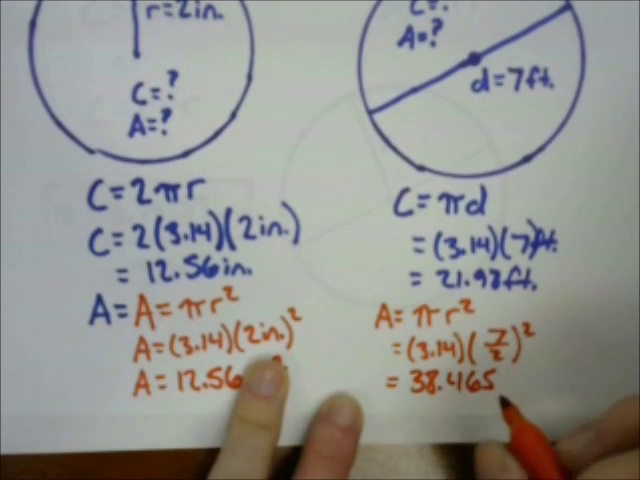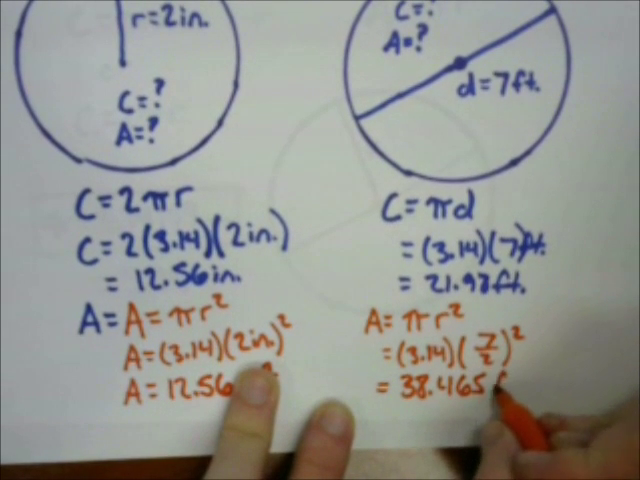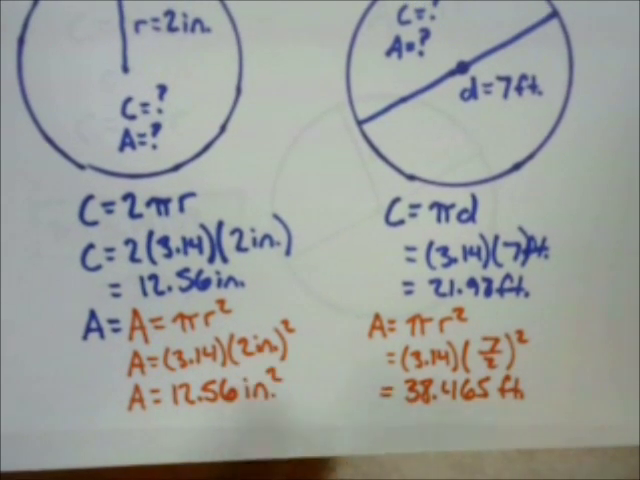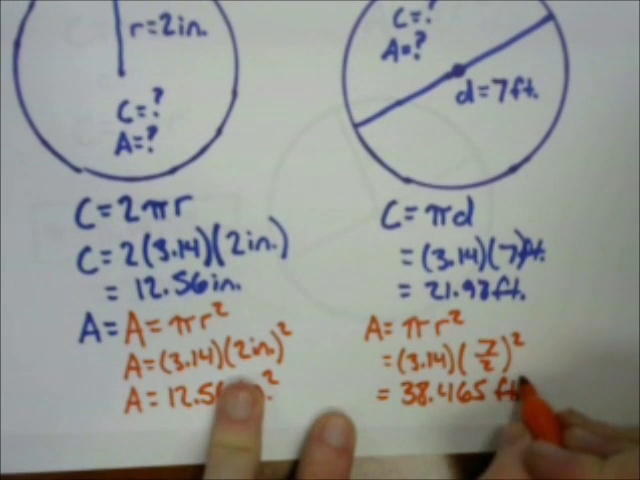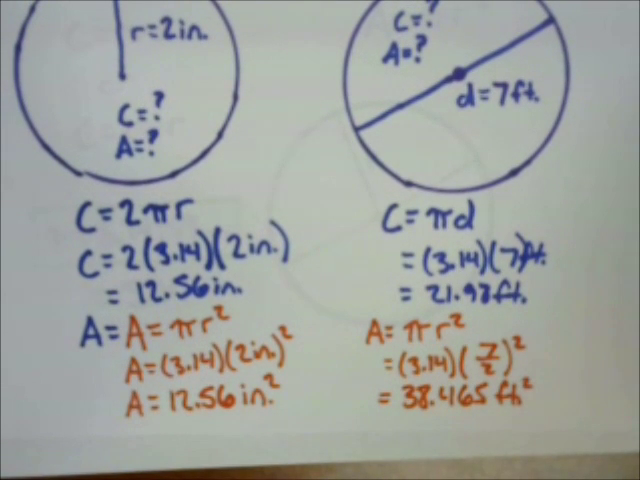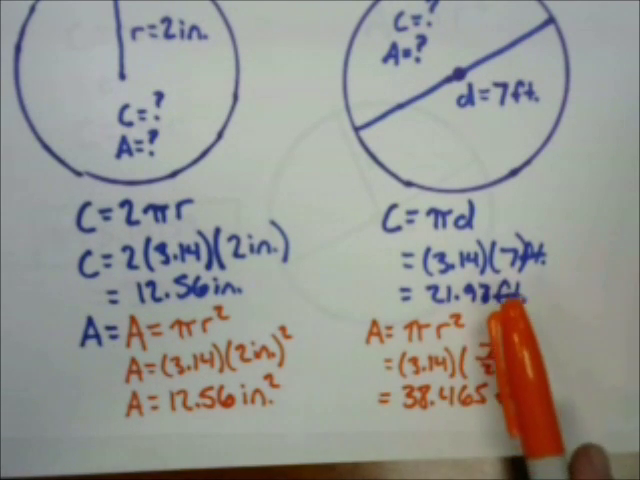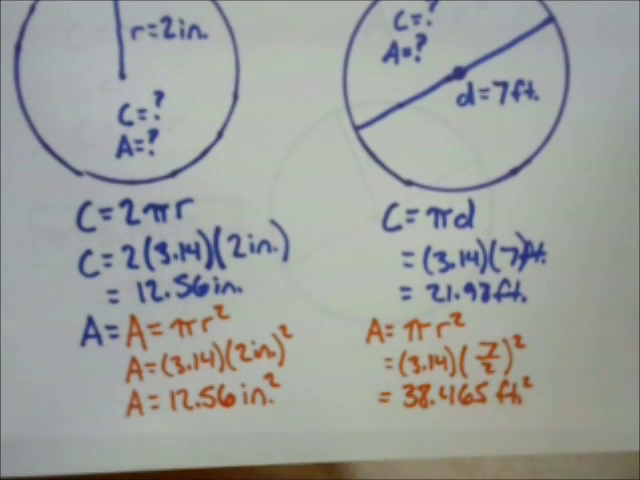38.465. And this is again going to be squared units. In this case, it's feet. And there we go, it's feet squared. So 38.465 feet squared. And again, right here, the circumference and area are different. It was quite fascinating that in the last one, because the radius was 2, it worked out to be the same. That's only specific to that number, so that's interesting.